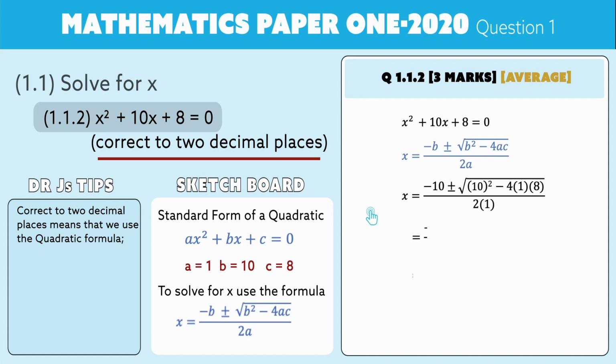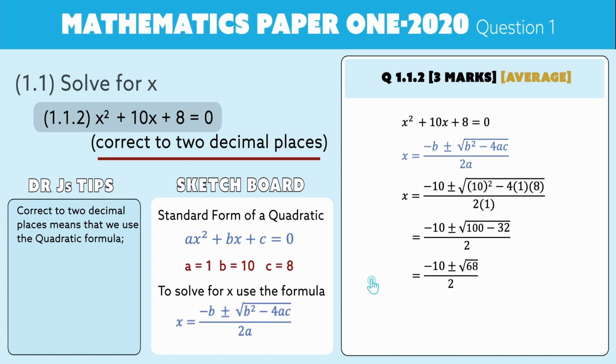Okay, let's clean this up quite nicely. We get minus 10 plus or minus the square root of 100 minus 4 times 8 in the top line is 32. All of that is divided by 2. Okay, and that leaves you, folks, if you take 100 and you minus 32 from it, you get the square root of 68, and all of that is divided by 2. Okay, we're happy with that.